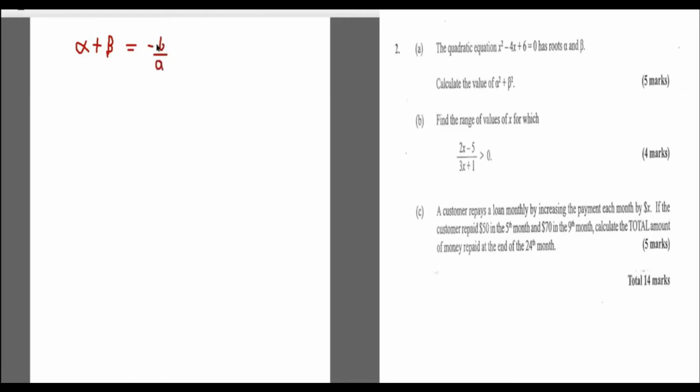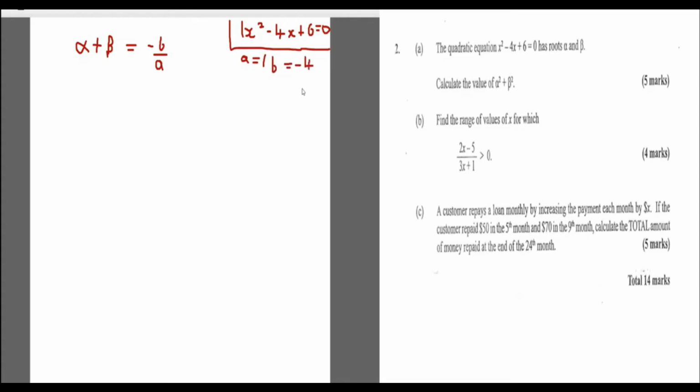Here b is the coefficient of the x term and a is the coefficient of the x squared term. I'm just going to put down the equation and show you how we decipher that. The equation is x squared minus 4x plus 6. This is where you know the coefficients of your x squared term, your x term, and your constant. From this equation, a equals 1 because the coefficient of x squared is 1, b equals negative 4 and c is equal to 6.